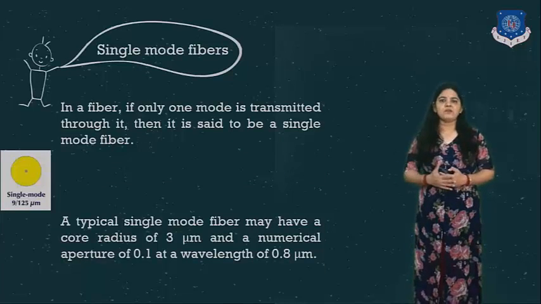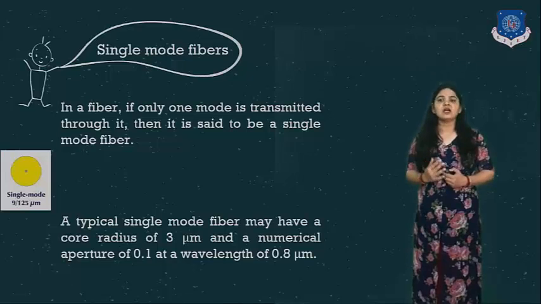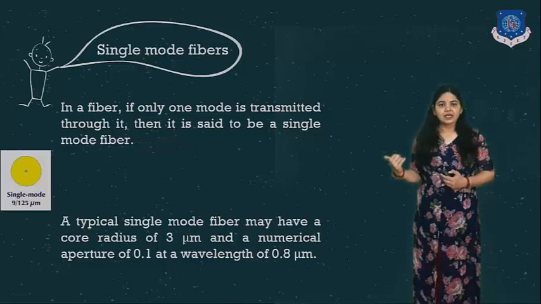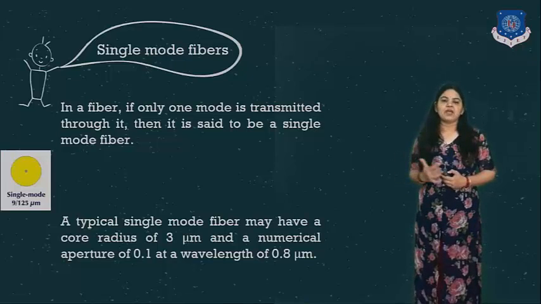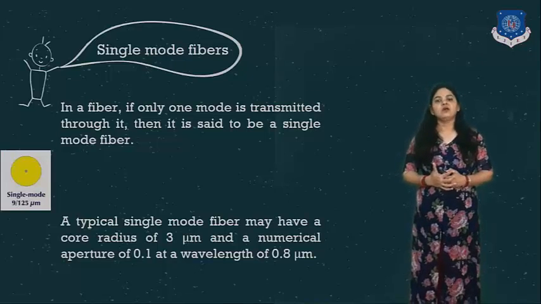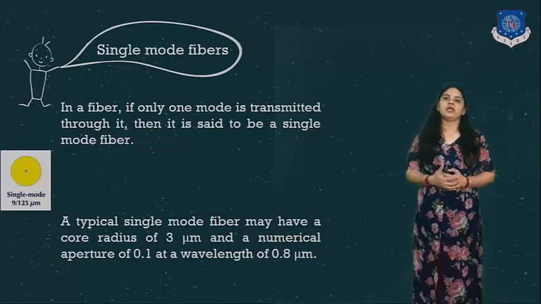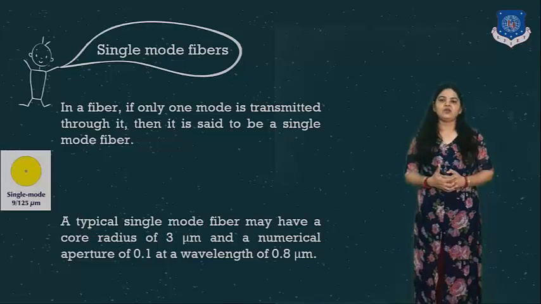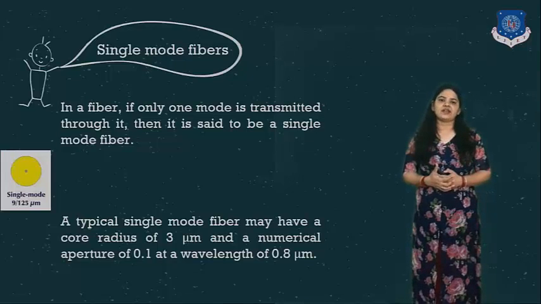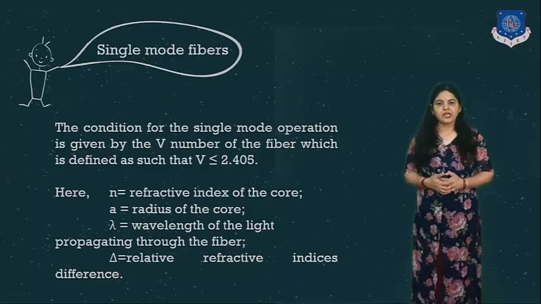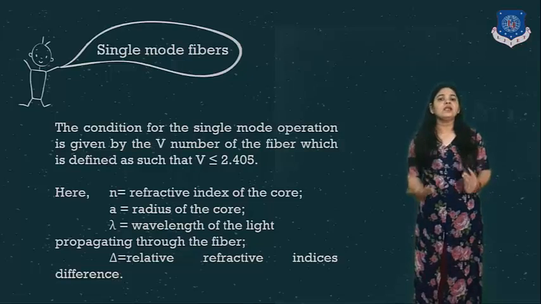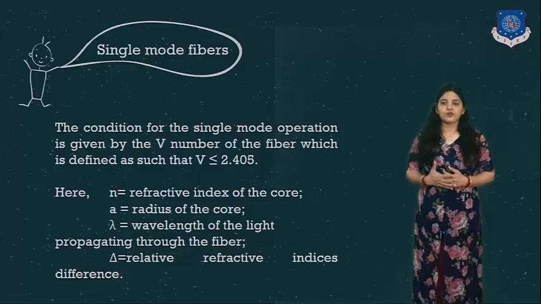So in this fiber only one mode is transmitted through it, and it is said to be the single mode fiber. Here in the diagram you can see the single mode fiber, which may have a radius of around 3 micrometers and a numerical aperture of 0.1, at a wavelength of 0.8 micrometer. Okay, now what would be the condition for the single mode fiber?